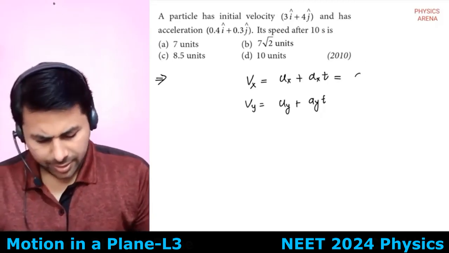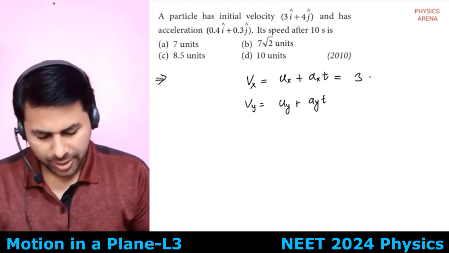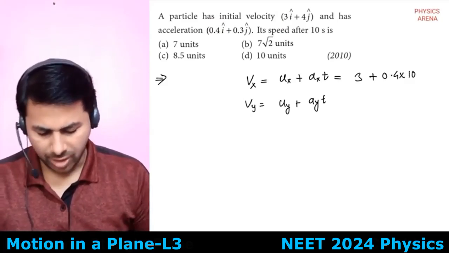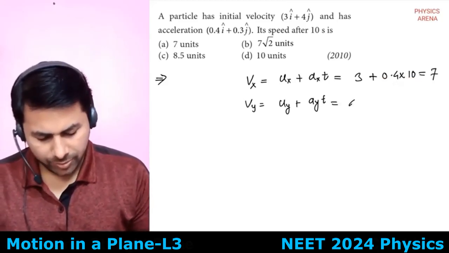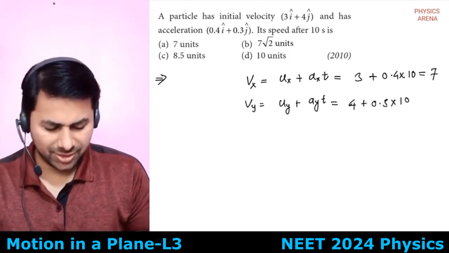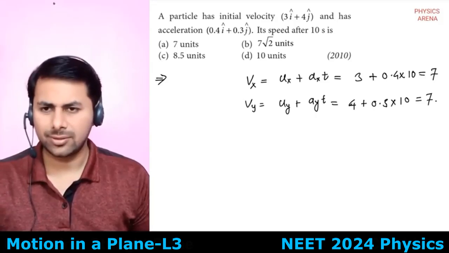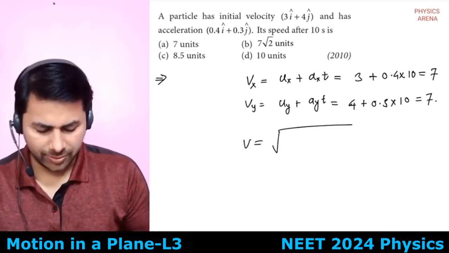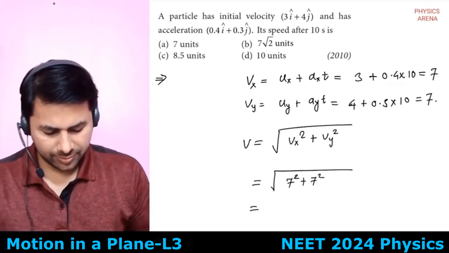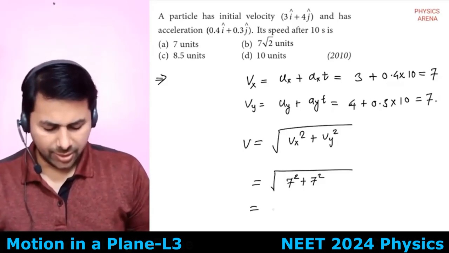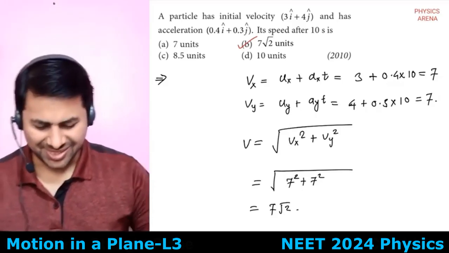So that is 3, right? The x component of velocity is 3. Acceleration is 0.4, so 3 plus 0.4 times 10. This is 7. And this is 4 plus 0.3 times 10, so this is also 7. Okay, Vx is 7, Vy is 7. So V equals the square root of Vx square plus Vy square, that's equal to the square root of 7 square plus 7 square, which is 7 root 2. Option B. Okay, good.